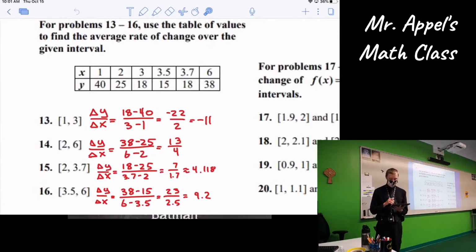Number 15, you will end up with a fraction or a decimal in the denominator, and we can't really have a fraction of a fraction in our final answer. That's generally frowned upon. So now I will go ahead and give a decimal approximation here. 4.118.